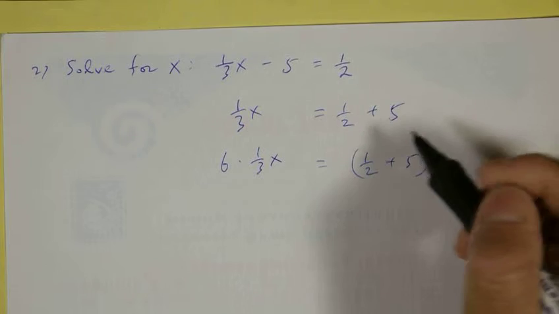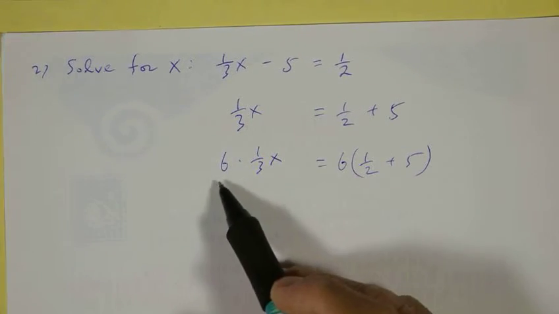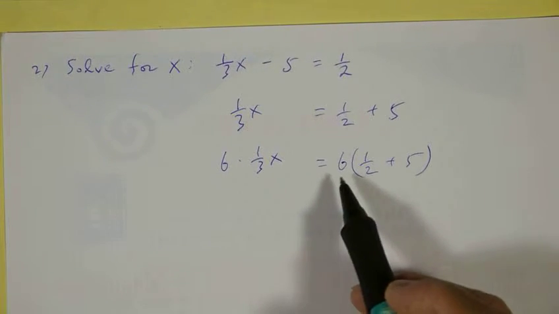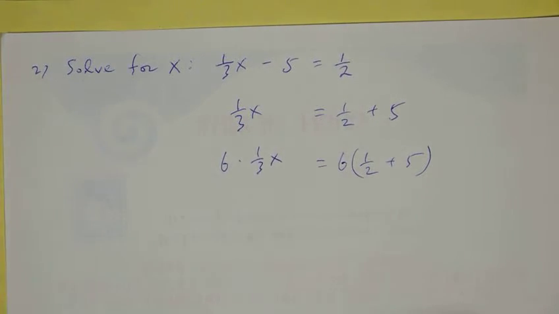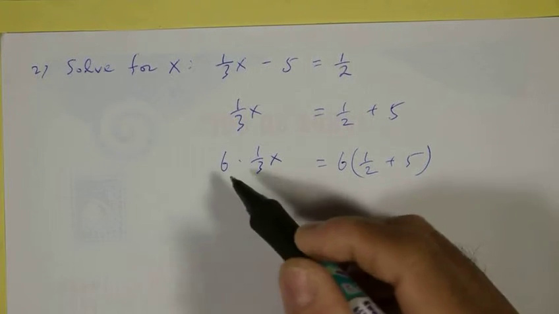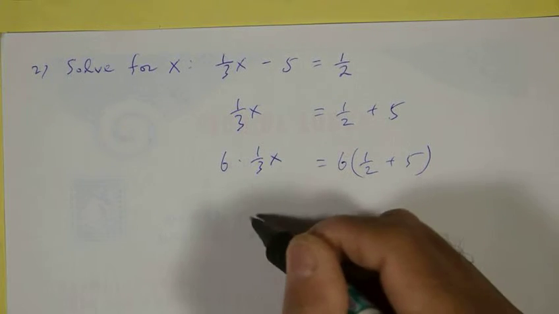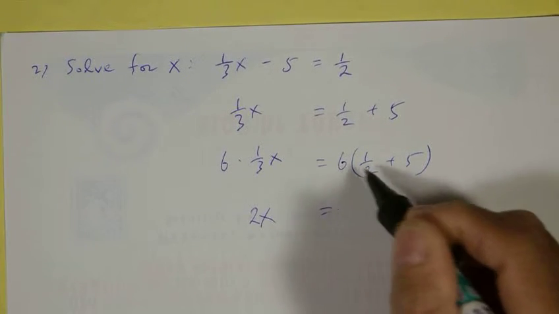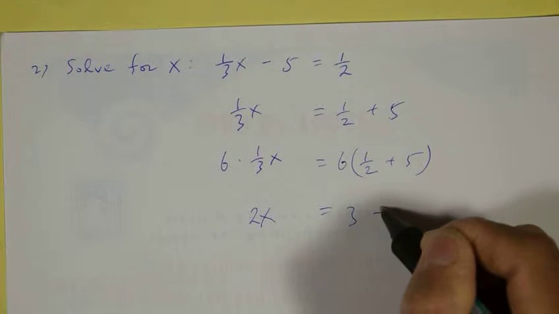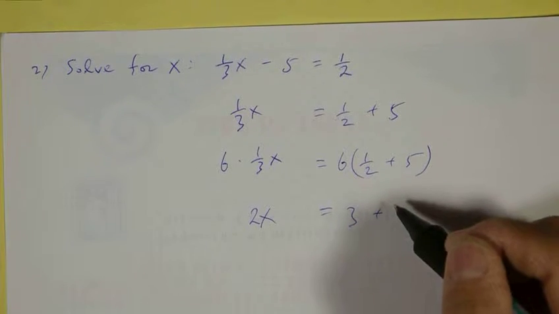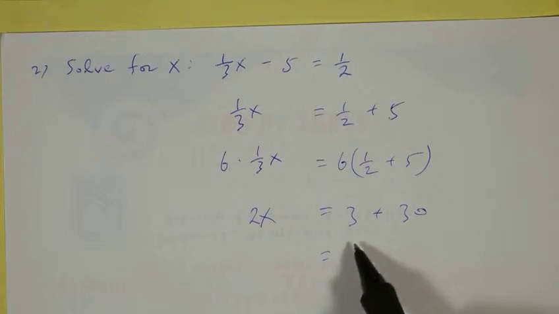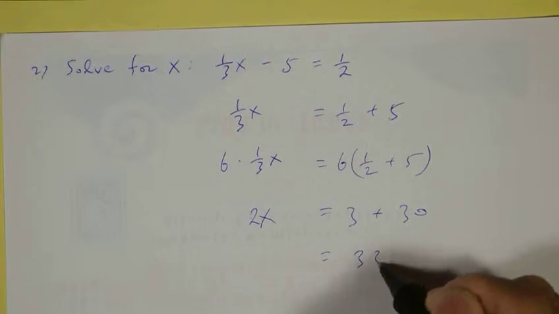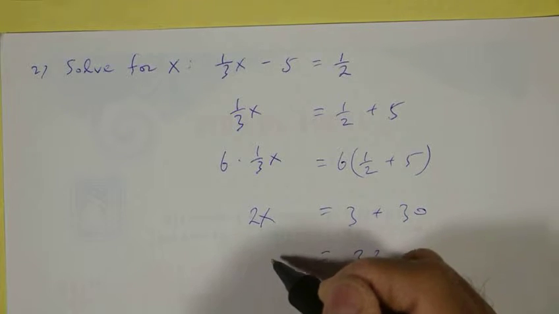You multiply both sides by 6, right? So balance it out. I'm multiplying both sides by the same thing, 6. Why 6 again? Because 2 times 3 is 6. That's a common denominator. So 6 over 3 is 2x equal to 6 times 1/2 is 3 plus 5 times 6 is what? 30. Then you have 3 plus 30 is 33, and then you have 2x.